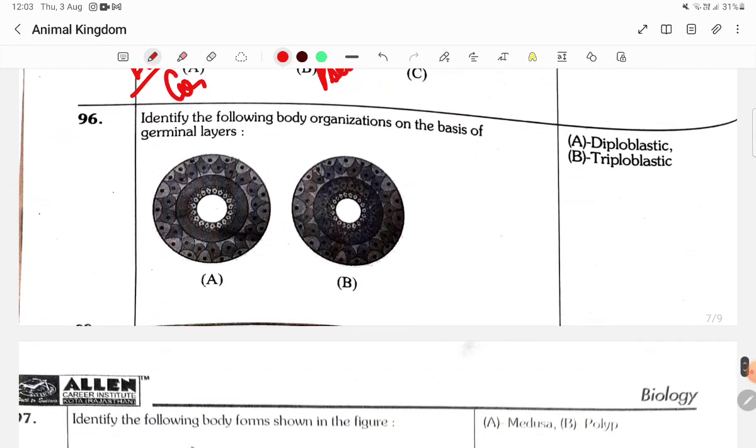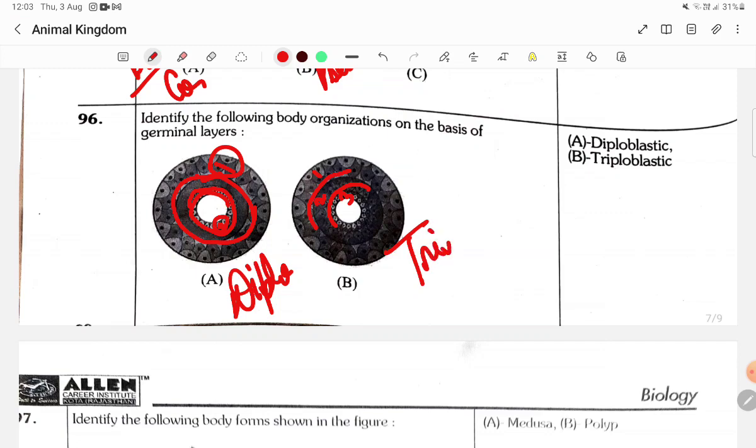Now, here we have to write the layers. Here, we can see only two layers. First ring and the second ring. This is one and this is two. But here we can see one, two and another third. So this is diploblastic and this is triploblastic.